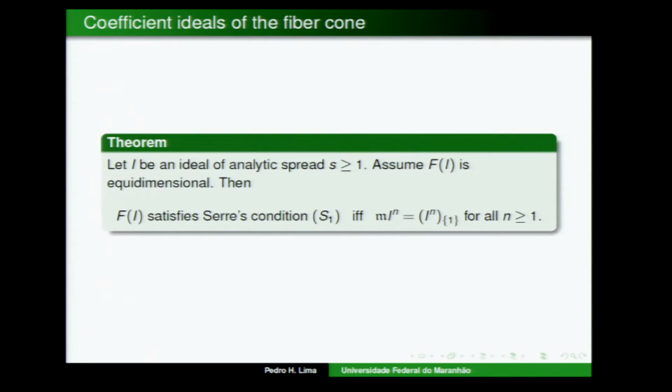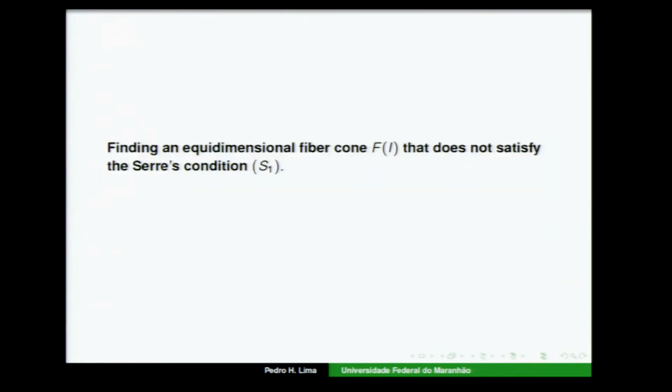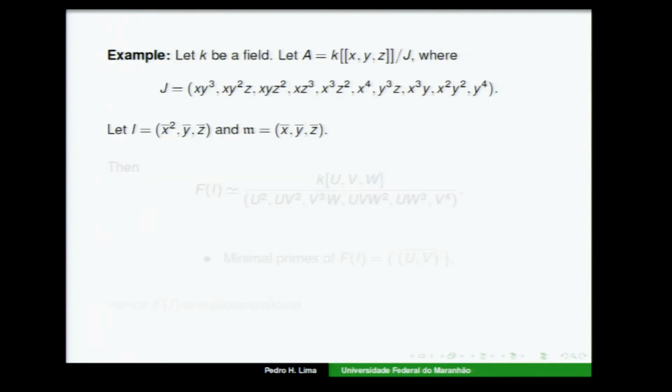Like I said, it's not easy to compute these ideals, but still, using this result, we can get some interesting properties. For example, we can find an equidimensional fiber cone that does not satisfy the Serre condition S1. Let's see just some steps. Here, A is a formal series ring modulo an ideal J. And I and M are generated by these three elements. Here M is the maximal ideal of A.